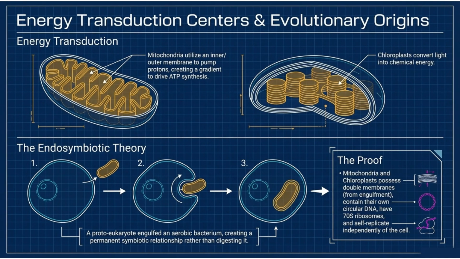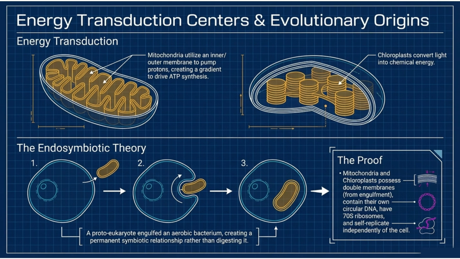The energy powerhouses of the eukaryotic cell are the mitochondria, and in photosynthetic organisms, chloroplasts. Mitochondria generate ATP through a proton gradient created across their inner and outer membranes, while chloroplasts convert light energy into chemical energy. Their unique characteristics, such as double membranes, their own circular DNA, 70S ribosomes, and self-replication, provide compelling evidence for the endosymbiotic theory. This theory posits that proto-eukaryotes engulfed aerobic bacteria, leading to a permanent symbiotic relationship that gave rise to these essential organelles.